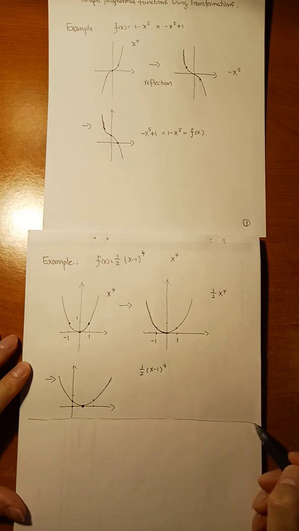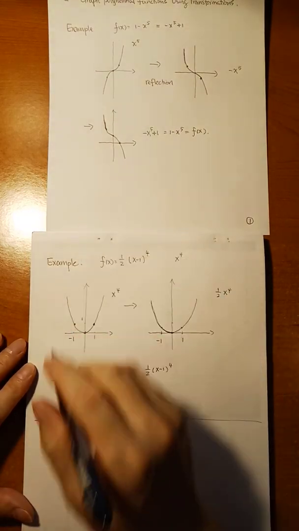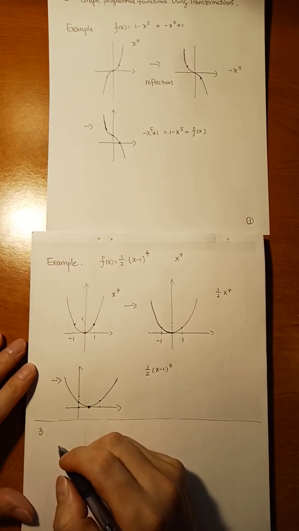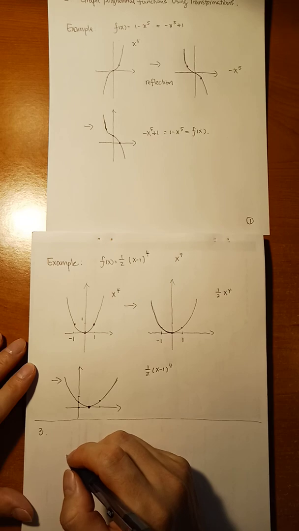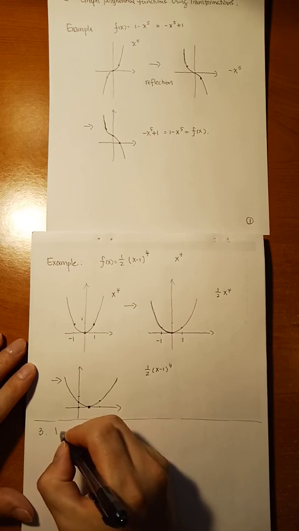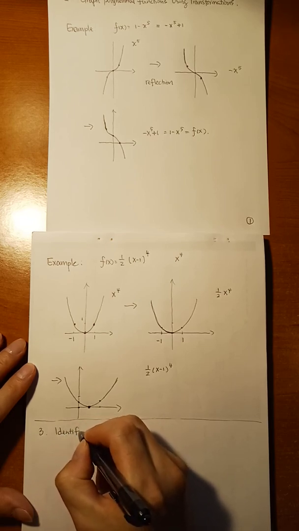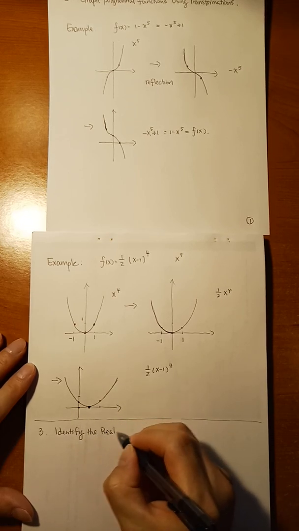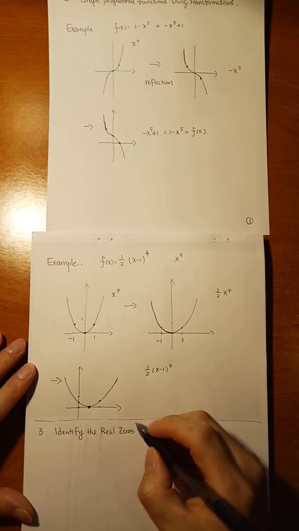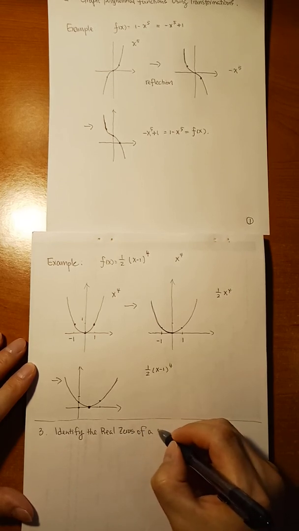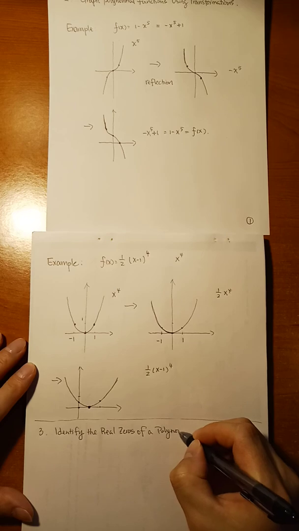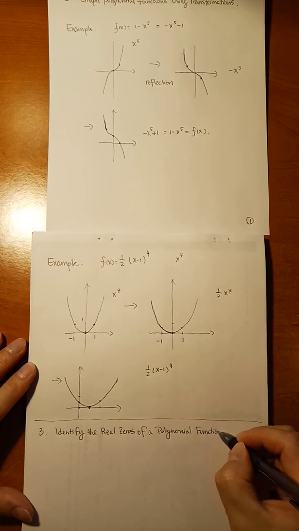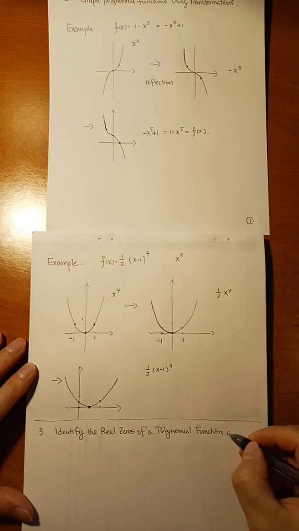And now let's see the next part. This is the third part: to identify the real zeros of a polynomial function and their multiplicity.